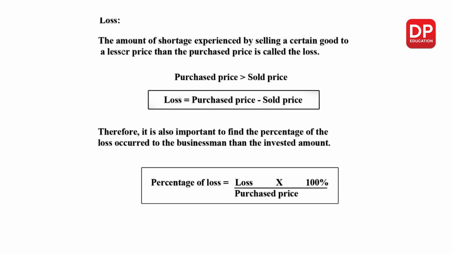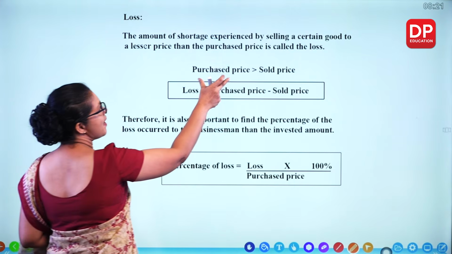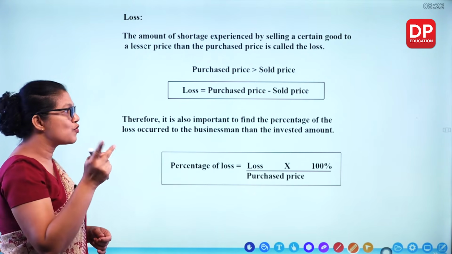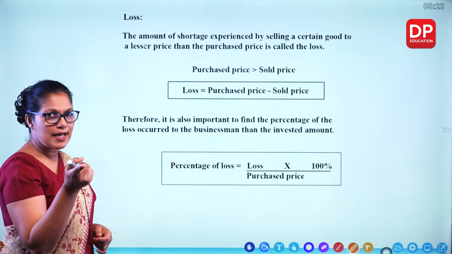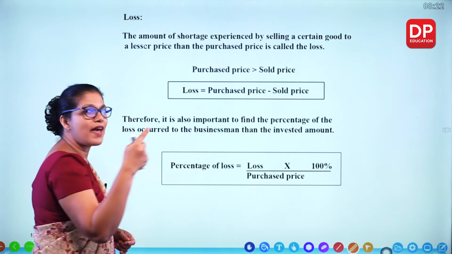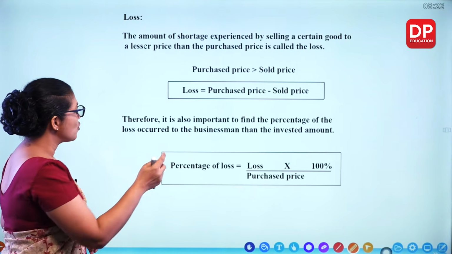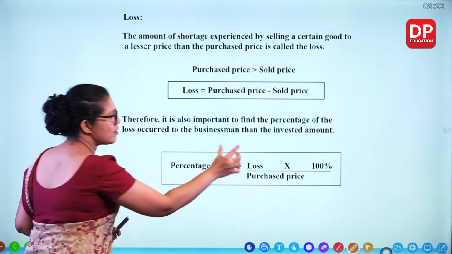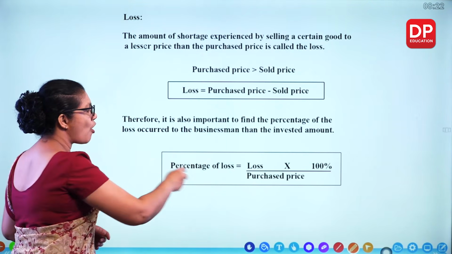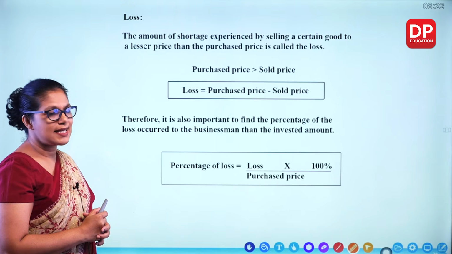So what's the loss? The loss is the amount of shortage experienced by selling a certain good at a lesser price than the purchase price. So the purchase price is more than the selling price now. So the loss is the difference between the buying and the selling price. Here the buying price comes first because that's more than the selling price. So what's the percentage loss? Loss over purchase price into 100. So this is also important to calculate the percentage loss.